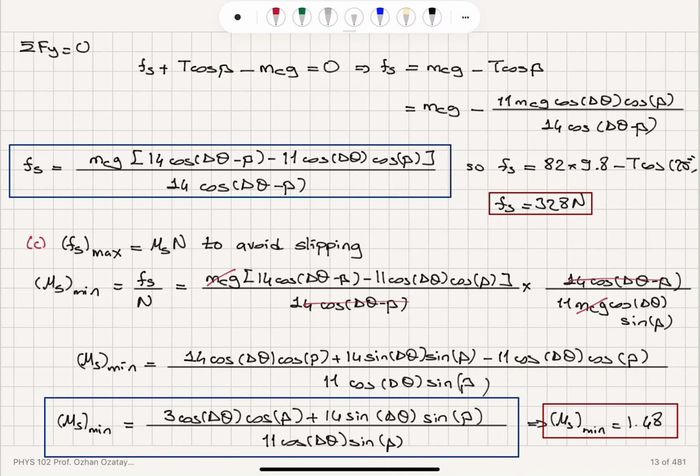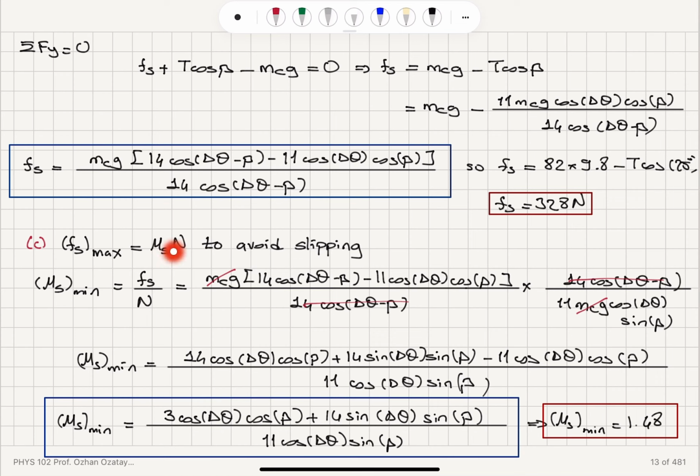If the maximum value of the static friction is less than this, then the friction will not be successful in avoiding the slipping, and the climber will start slipping down the cliff face. Now, if the maximum value of the static friction matches this, so that means you need a minimum coefficient of static friction to have this equation hold, then you can see that there will be no slipping.